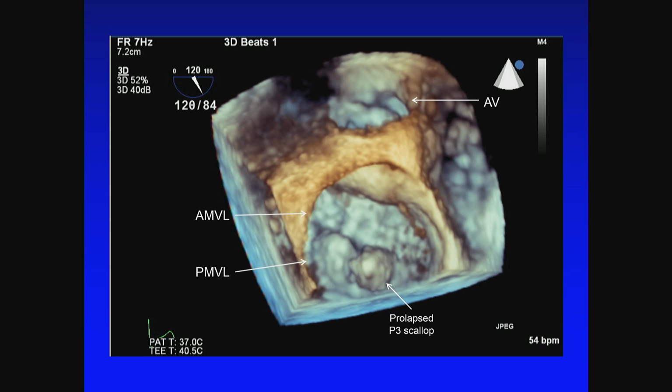This is an example of a prolapsed posterior leaflet on a 3D echocardiogram from the perspective of the left atrium. This leaflet is bulging backwards and can cause, by reflection, a jet of anterior regurgitation that bounces off the posterior leaflet and is directed anteriorly within the atrium.